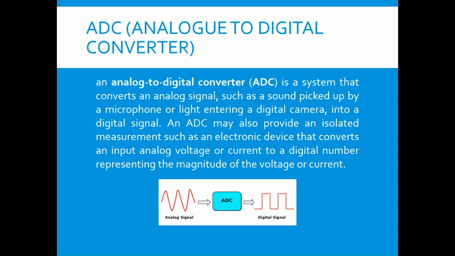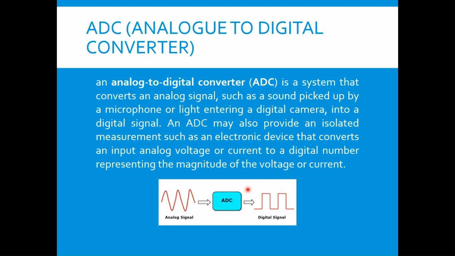To do that task, we are using analog to digital converter or computer. There are different terms we are using. The main using term is analog to digital converter. Analog to digital converter is a system that converts an analog signal such as sound picked by a microphone or light entering a digital camera into a digital signal. An analog to digital converter may also provide an isolated measurement such as an electronic device that converts an input analog voltage or current to a digital number representing the magnitude of the voltage or current.